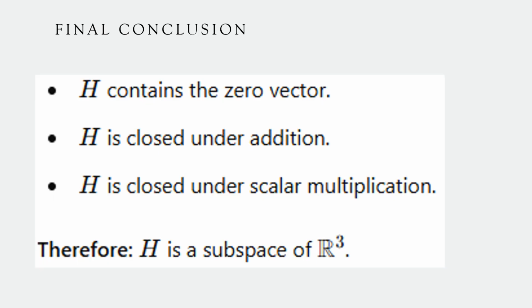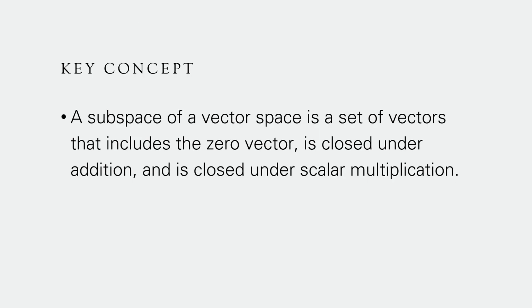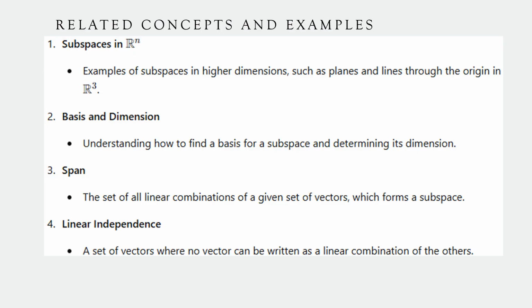The final conclusion on this problem: H contains the zero vector, H is closed under addition, and H is closed under scalar multiplication. Therefore, H is a subspace of R cubed. The key concept to understand with this problem is that a subspace of a vector space is a set of vectors that includes the zero vector, it's closed under addition, and it's closed under scalar multiplication.